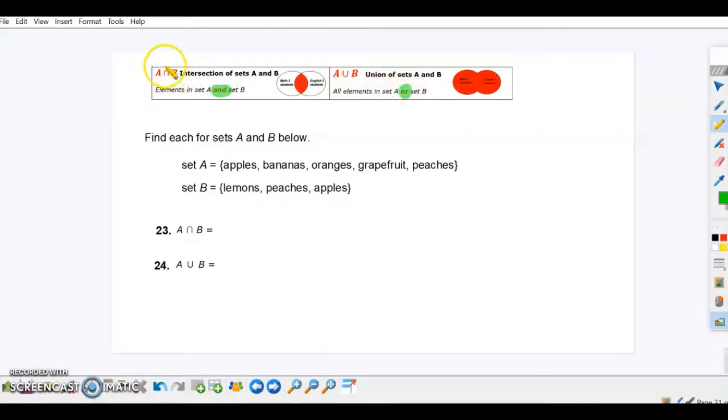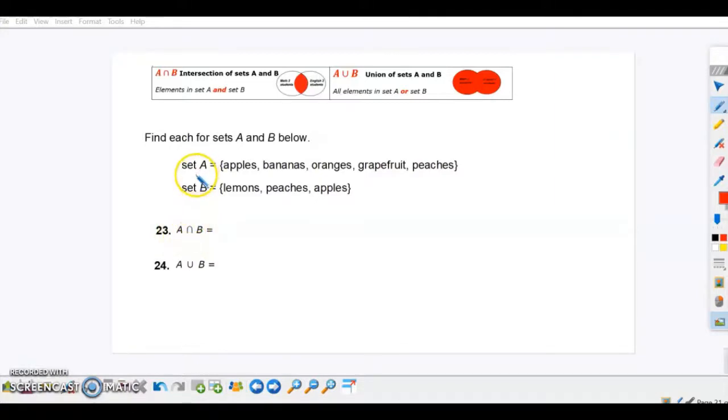Intersection is denoted with this symbol right here, like an upside down U, and union is with a right side up U. So the way you can remember that is union looks like a U. The other thing that I like to remember is that "and" looks a little bit more like an A than the "or" does.